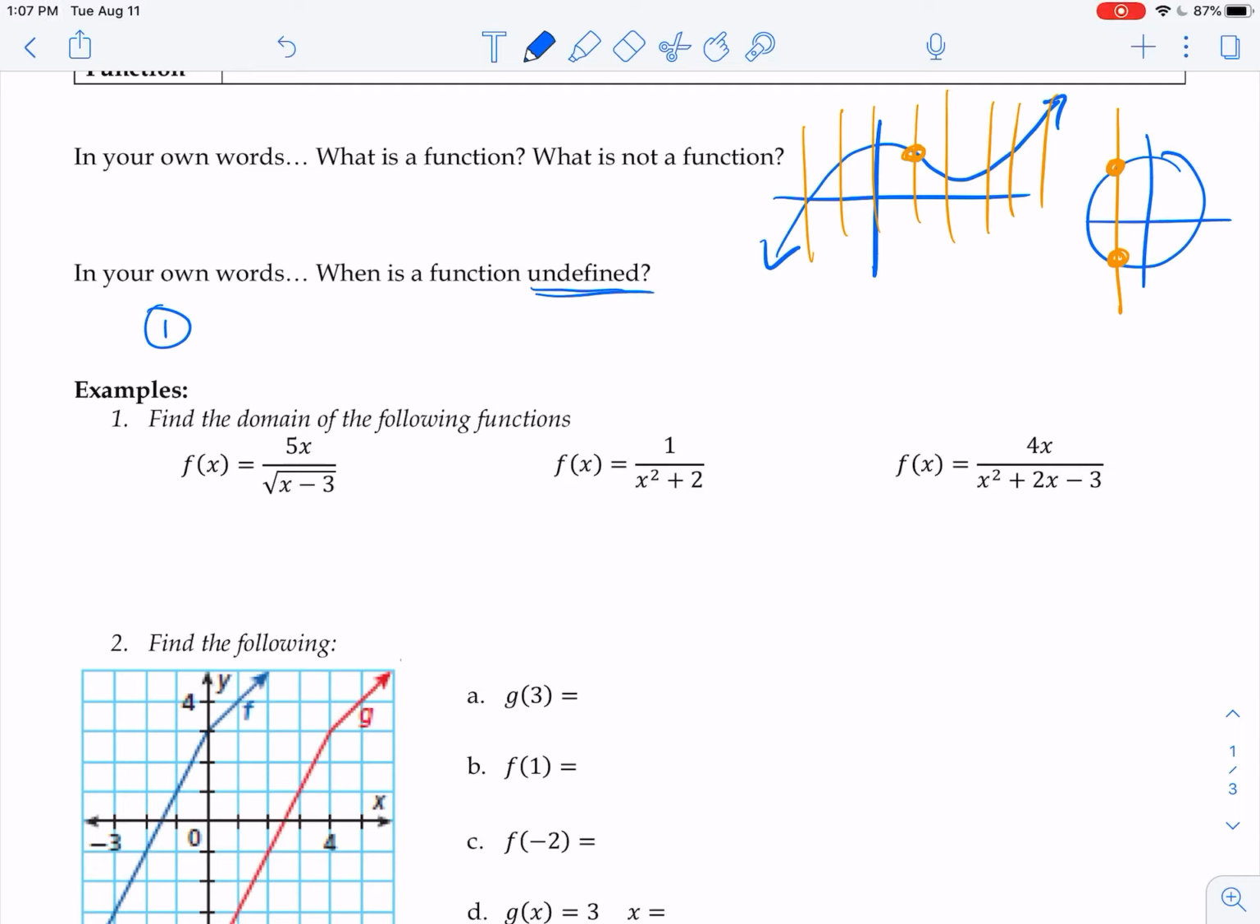So the first thing, when is a function undefined? I'm going to write down, divide by 0, because you can't divide by 0. Anytime you end up with a 0 in the denominator, you've got a problem.